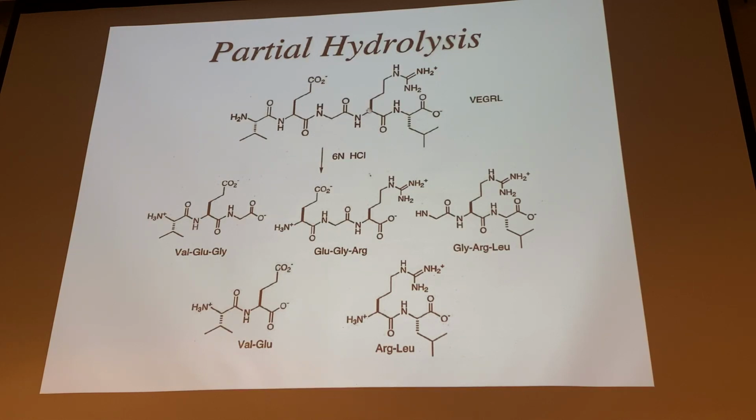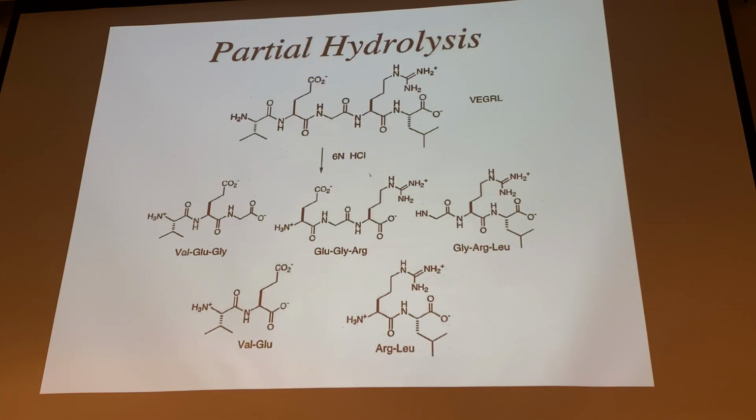Here's partial hydrolysis. We need to talk about this, and we'll go to the board in a second for this. If you chopped up that same peptide with 6 molar HCl, that's very strong. That's what, pH negative 1.5 something? Very strong acid. So you'll begin to hydrolyze these amide bonds here. But you can do it for a limited amount of time and just get these fragments, okay?